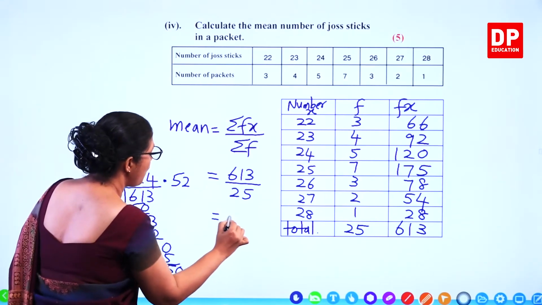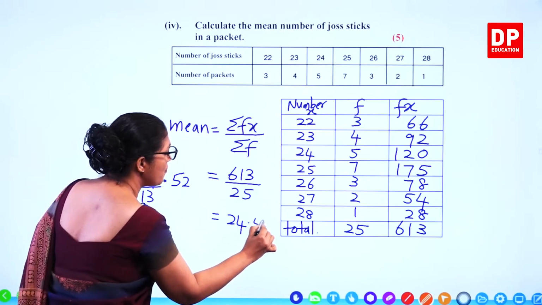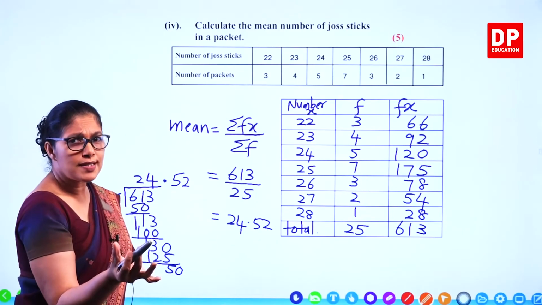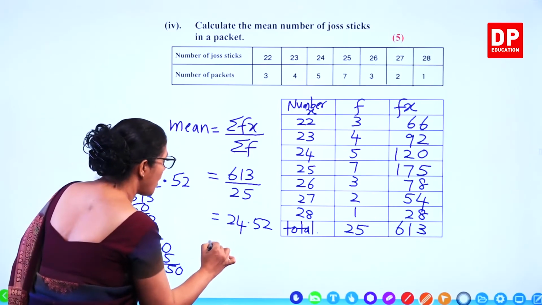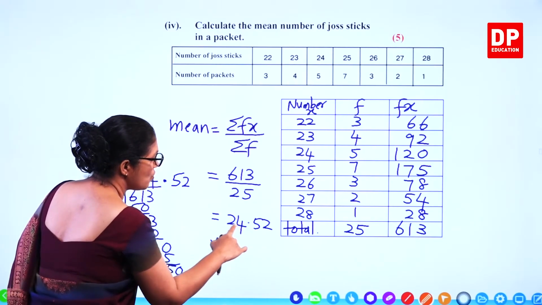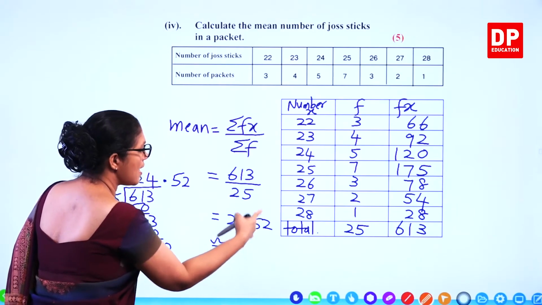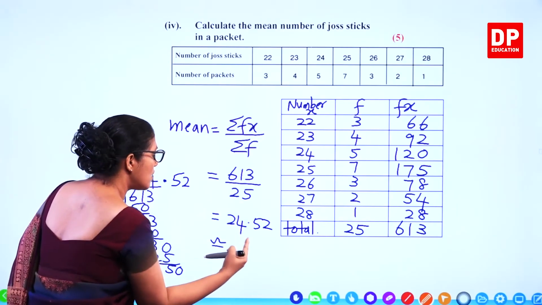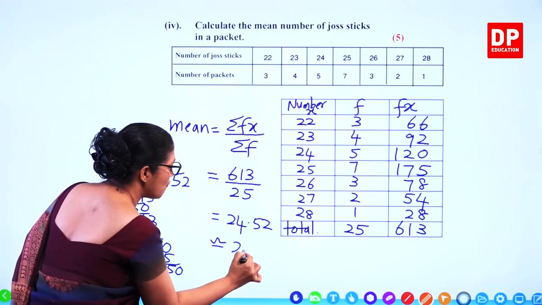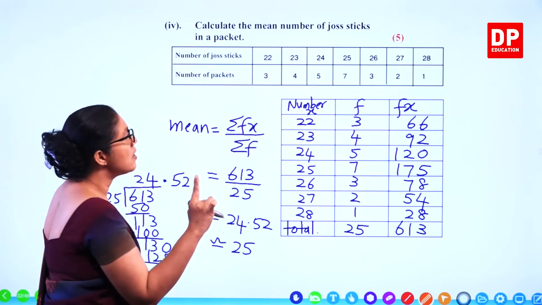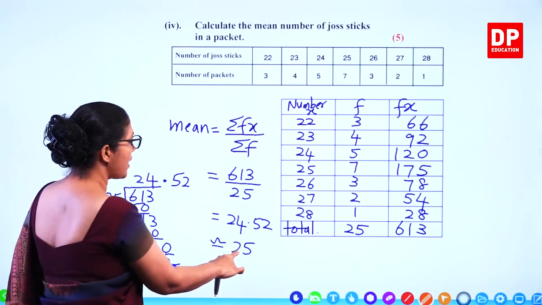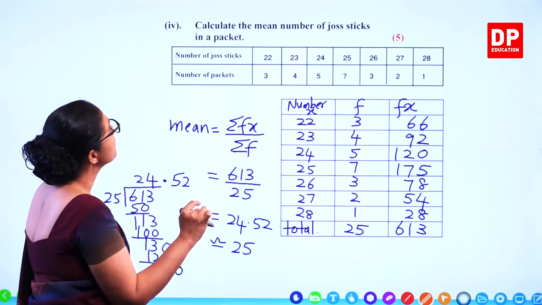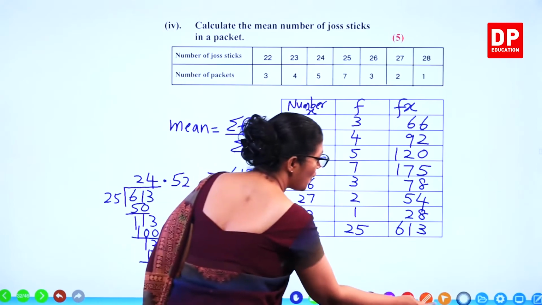So 24.52, but these are number of joysticks. Can you get a decimal number? No. So we'll round it to 25 because 5 is there, so we can add it when you are rounding. 25 joysticks per packet. So mean number of joysticks per packet is 25. So you get 5 marks for that.